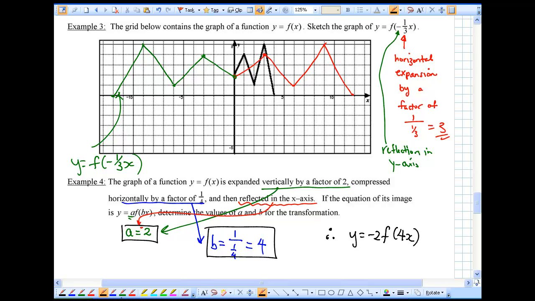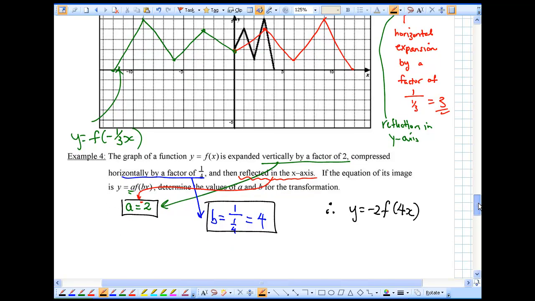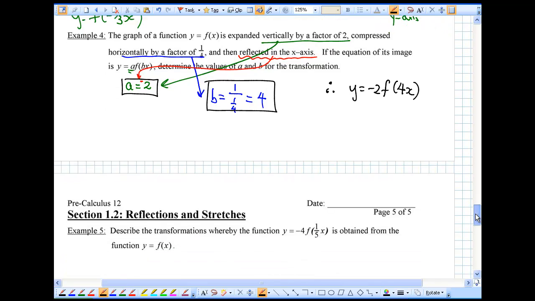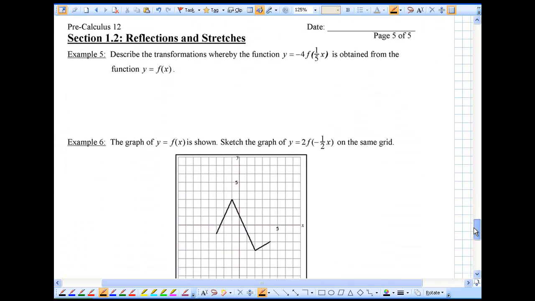Okay. Try example 5 where I switch things around, and then maybe you can do 6 and 7 on your own as well. So why don't you just try these on your own first? You should know all the things you need to know, and then after that, come back and check your answers with me. Go ahead.